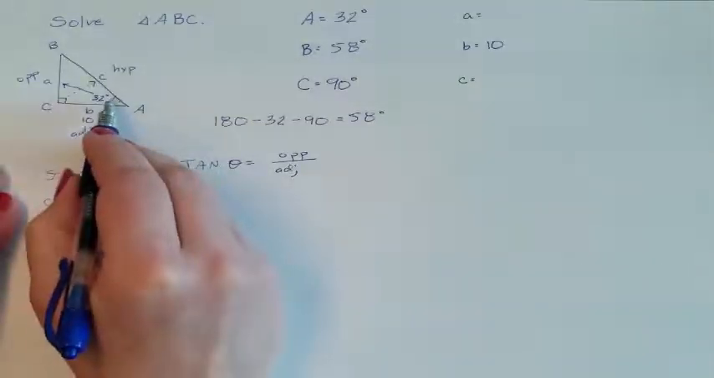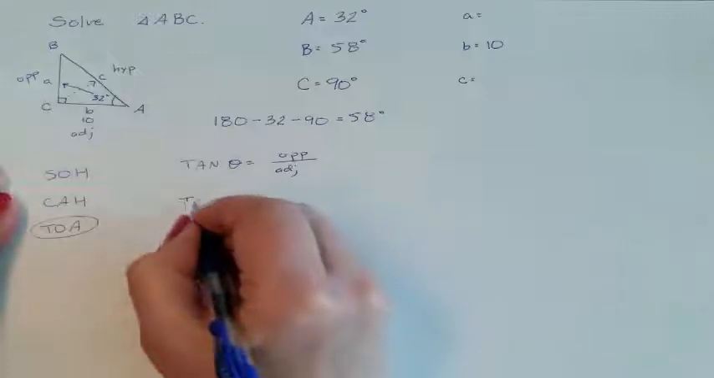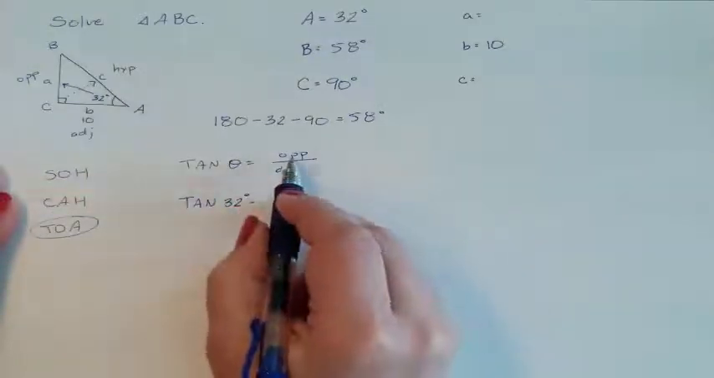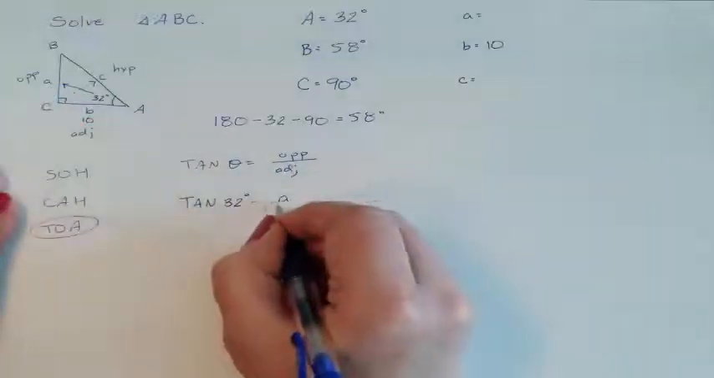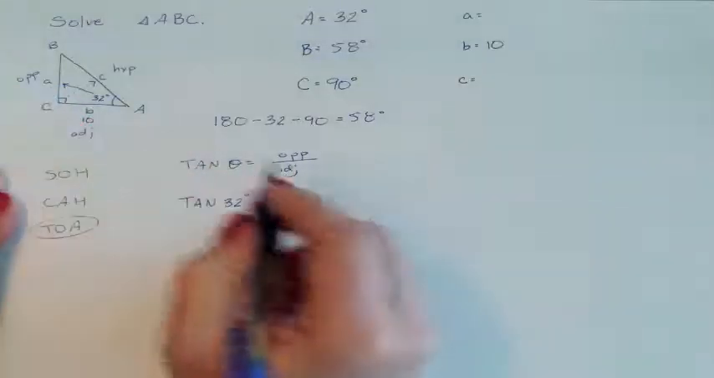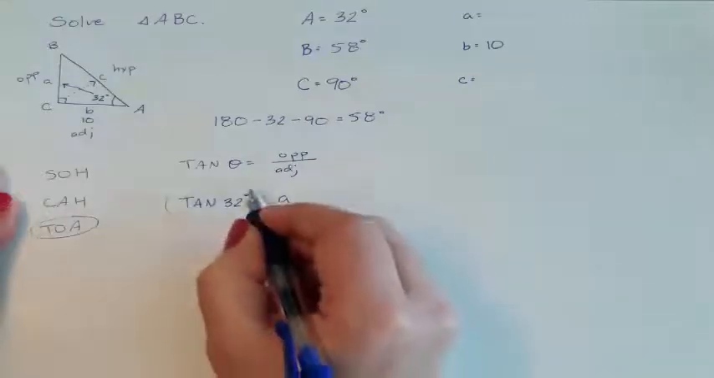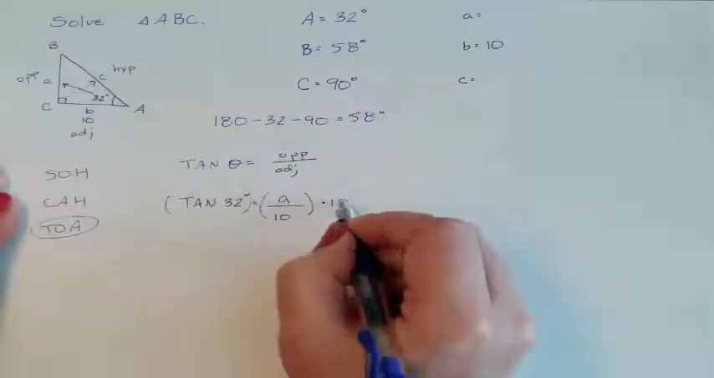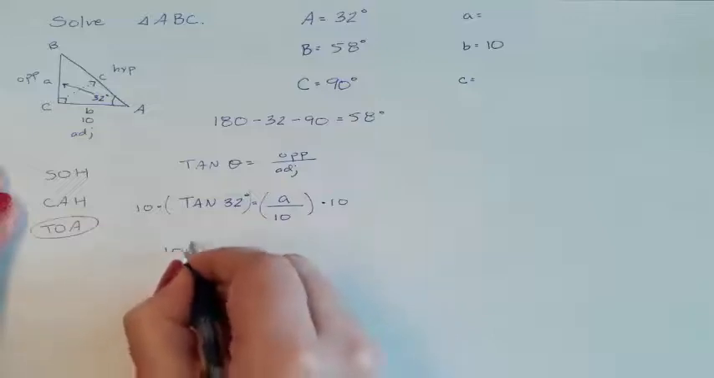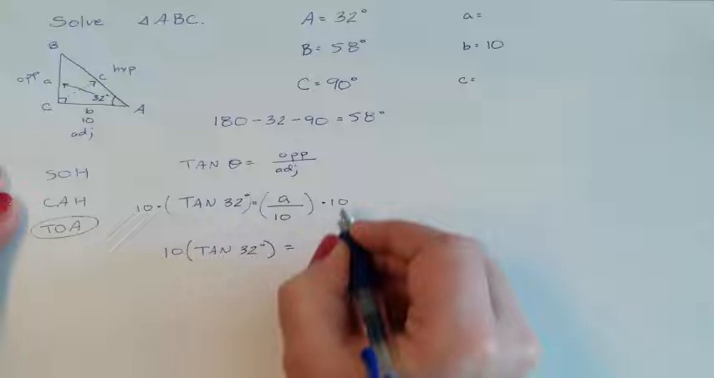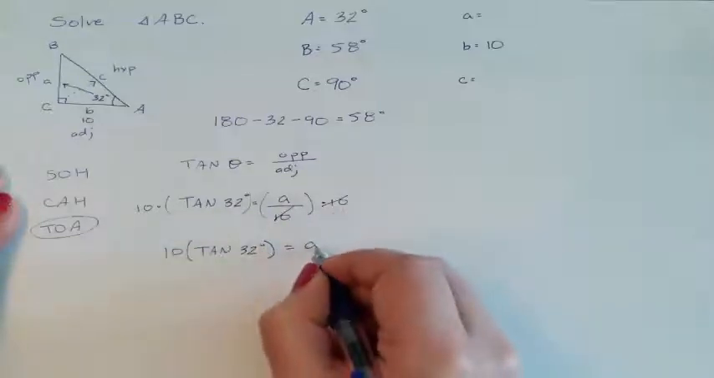I know theta. Theta is the angle they gave me, which is 32 degrees. So tangent of 32 degrees is opposite, which I do not know. It is A, all over adjacent, which I do know to be 10. I need to undo dividing by 10. So we're going to multiply both sides by 10. So I have 10 times tangent of 32 degrees equaling 10 divided by 10 is 1, so equaling A.